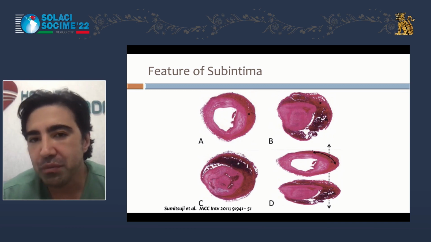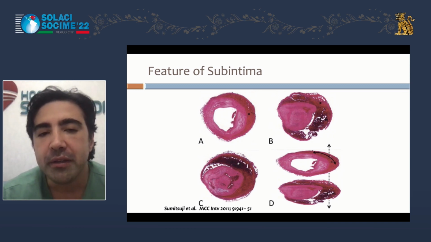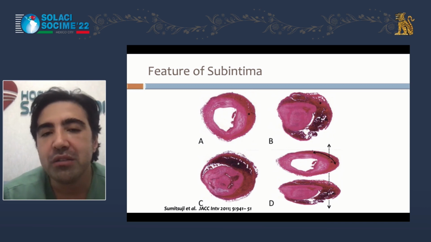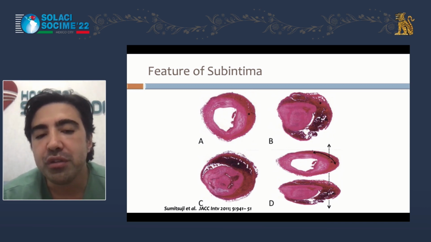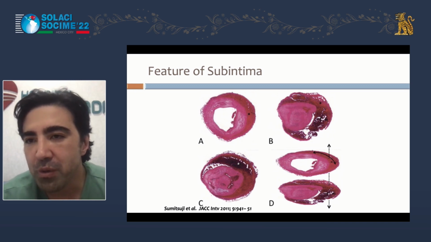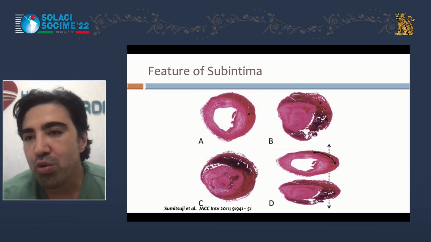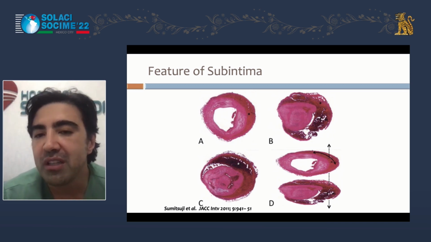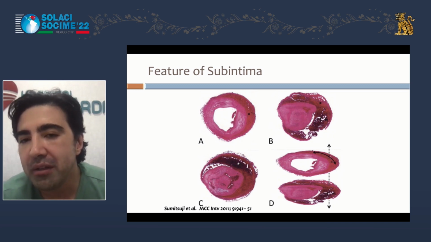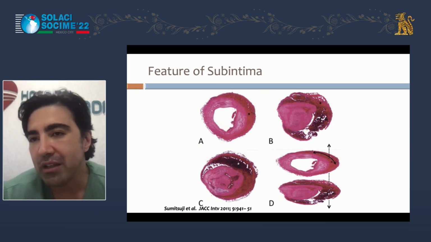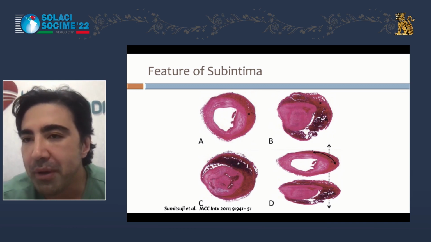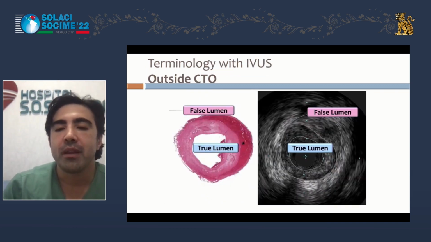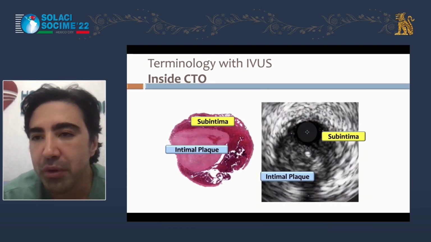In A, a non-CTO lesion, you can see the lumen, the plaque, and the media. In figures B and C, we can see a real CTO occlusion, where there is no lumen, and everything that's not in that pink center is in the extra plaque, or subintimal space, as you called it in the past. For our understanding here in retrograde, this is one of the most important points.